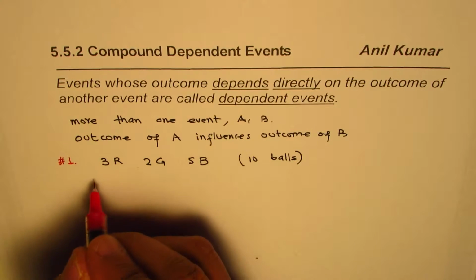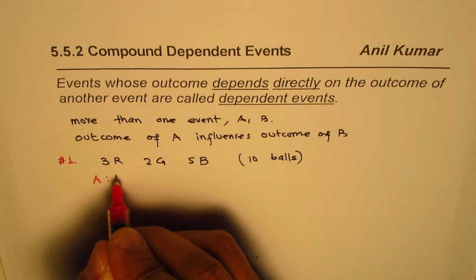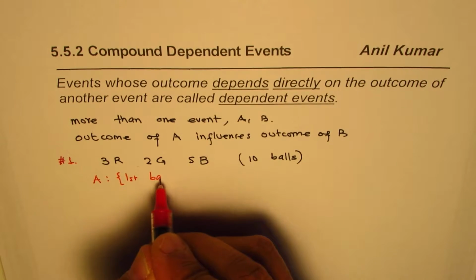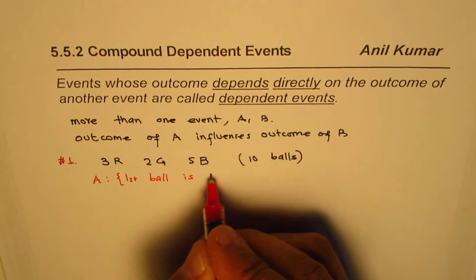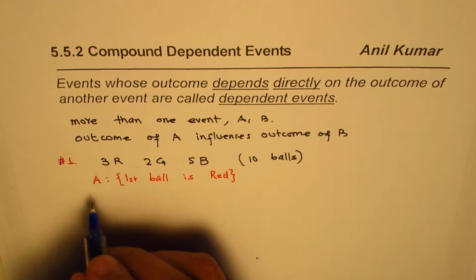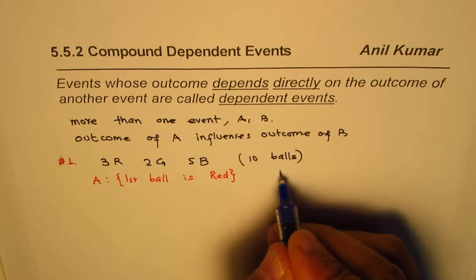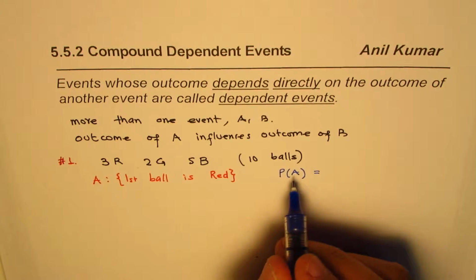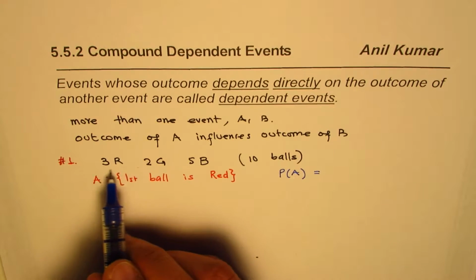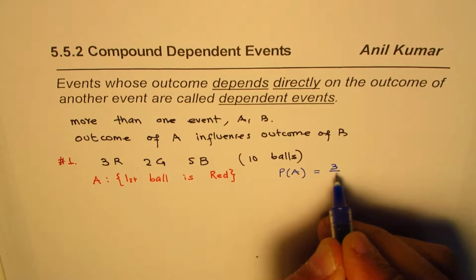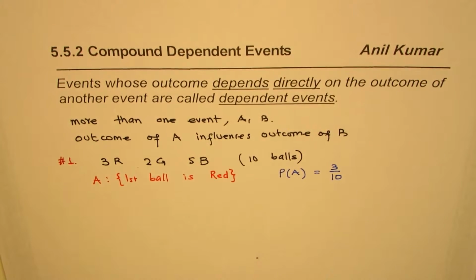Now what do we need to find? Let's define our event A as the first ball is, let us say, red. What is the probability of getting a red ball? We have 3 red balls out of 10, so it is 3 out of 10. That is the probability of getting a red ball.